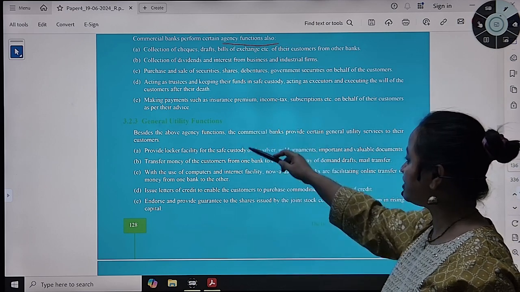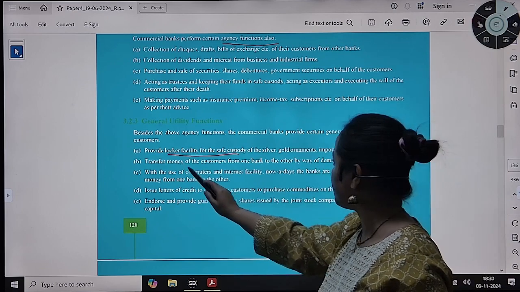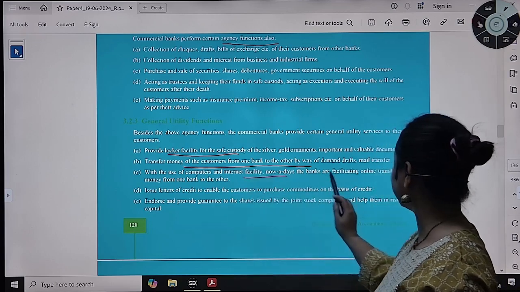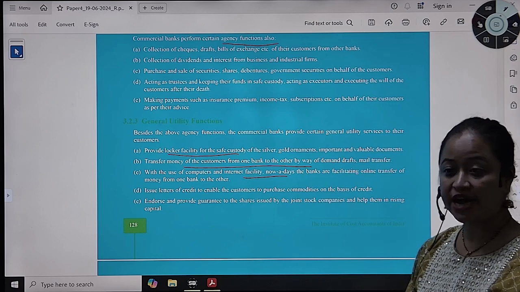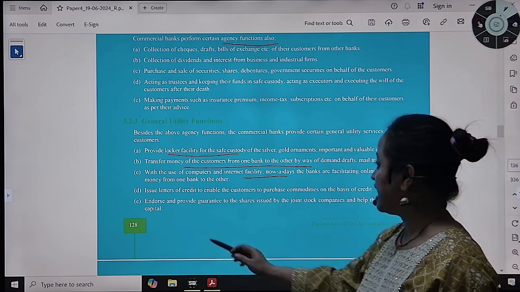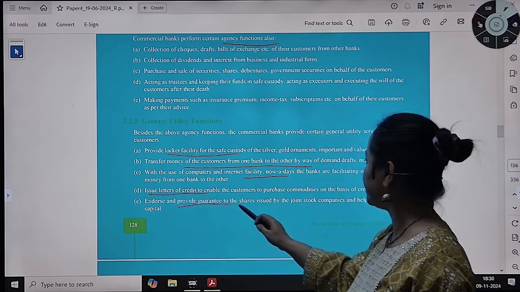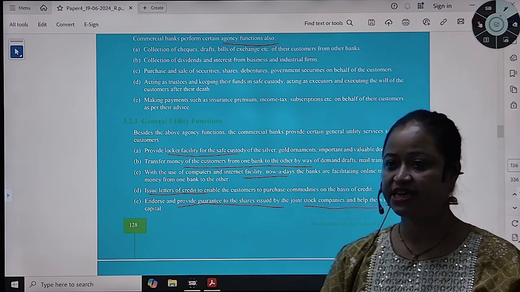And general utility functions are all this: providing locker facility, then transfer of money from one bank to another bank, then with the help of internet facility like online transaction of money from one person to another person, from one place to another place, then issue of the letter of credit, and then endorse and provide guarantee to the shares issued by the joint stock companies and help them in raising capital.